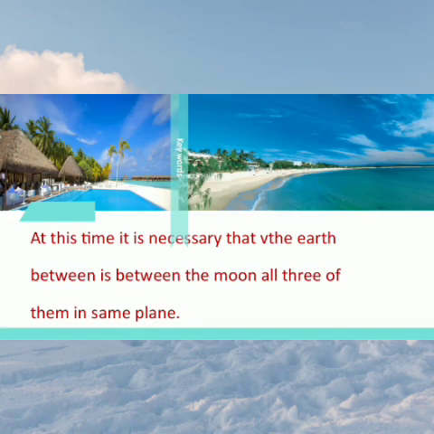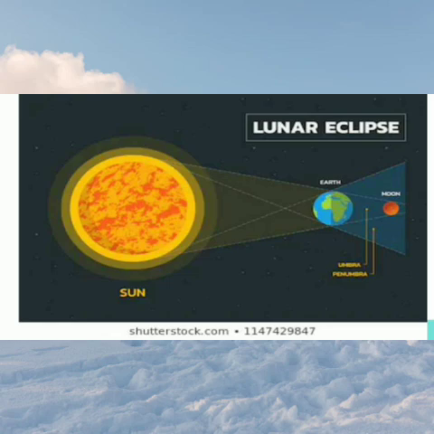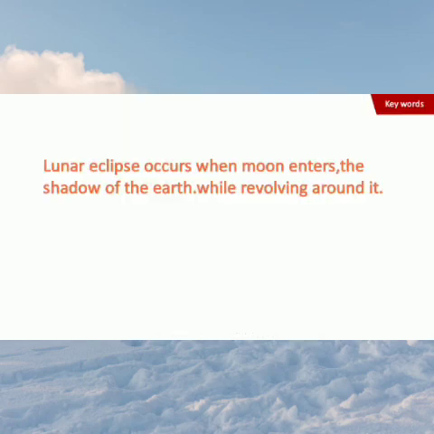At this time, it is very necessary that the earth is in between the moon and the sun, and all three are in the same plane. Earth is in between, as we said, I repeat. At this time, it is very necessary that the earth is in between all the three. And all three, which all three am I talking about? The sun, the earth, and the moon. So the earth has to be in between, and all three need to be in the same plane.